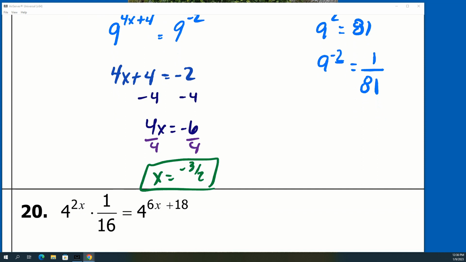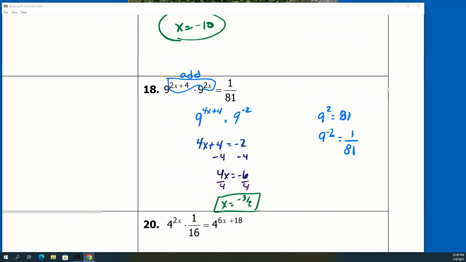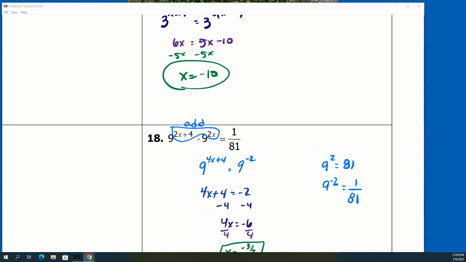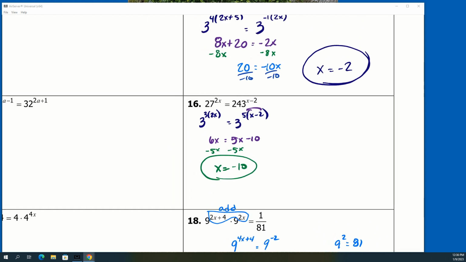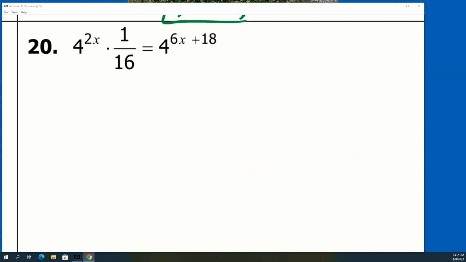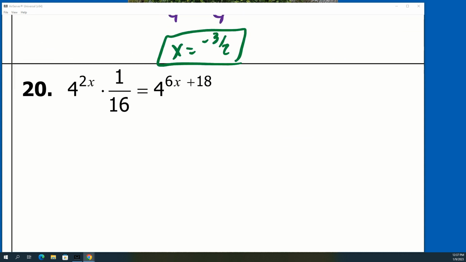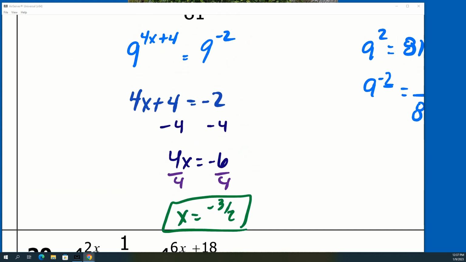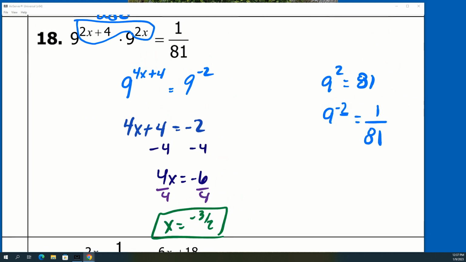All right. So what questions do you guys have? I'm gonna do one more. I'm gonna do this 20 because it's got everything. What's your answer for 18? I got -3 halves or -1.5, either one. So now what did you get? I forgot to put -2. Gotcha.